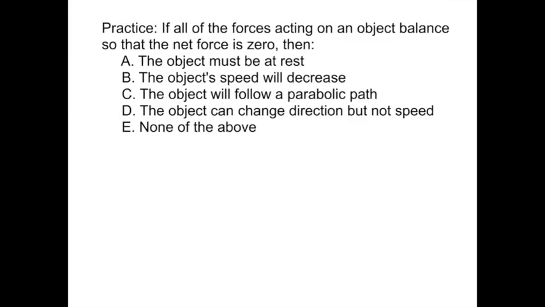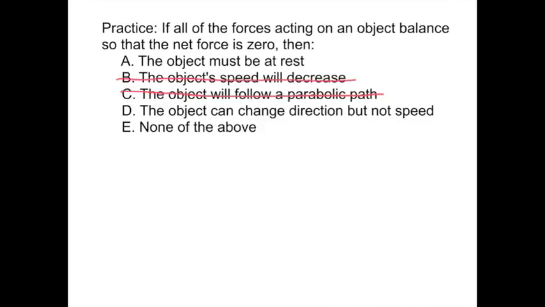So I think we can eliminate a few of these answers right off the bat. Let's look at answer C, the object will follow a parabolic path. Well, we've mentioned nothing about parabolas in this chapter, or the path that an object will follow. So C is easy to eliminate. Now let's look at B, the object's speed will decrease. Well, we know that some sort of force is required to change the speed of an object, and if the net force is zero, then that answer can be eliminated.